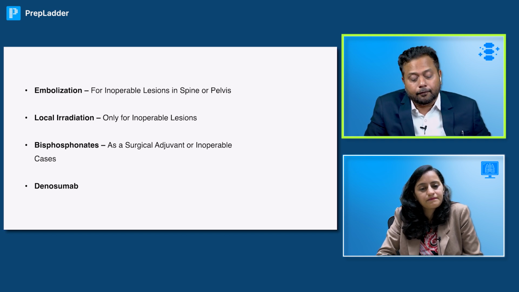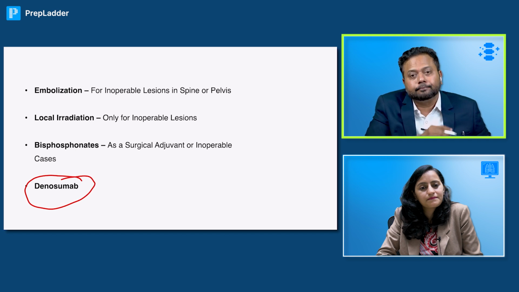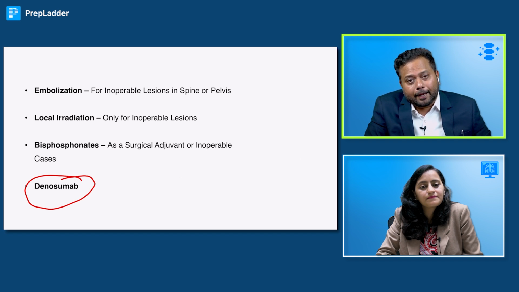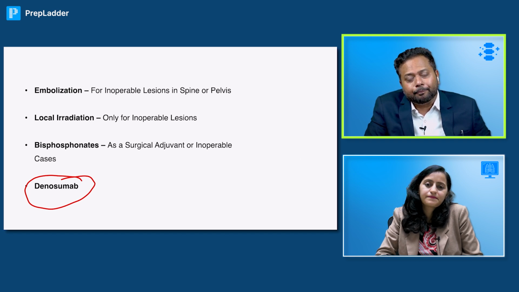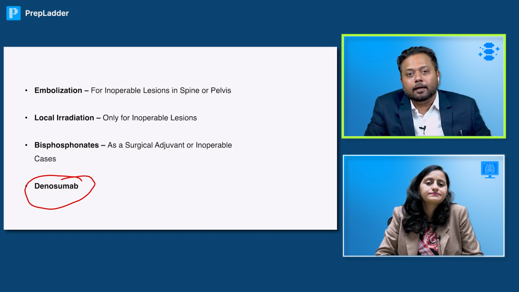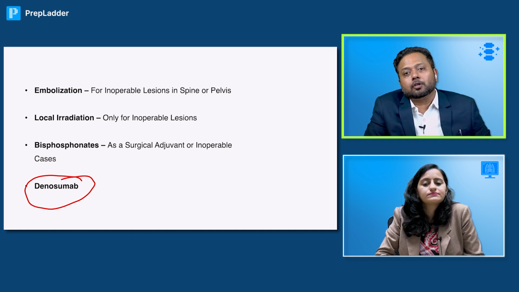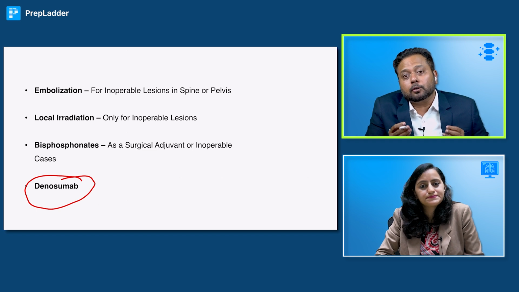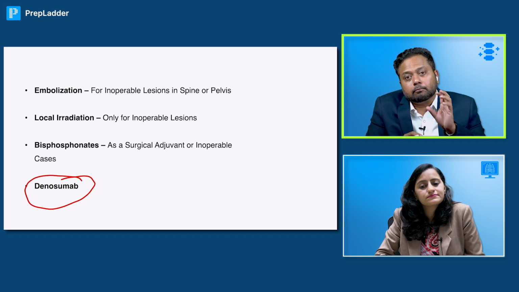Last but not the least, dear friends, denosumab. With giant cell tumor you should not forget this drug, denosumab. Mab means monoclonal antibody. What is the mechanism of denosumab? Denosumab increases the maturation time of osteoclasts, and it delays bone resorption, so some new bone can grow inside the cavity. Denosumab is very recent, not so recent, for 5 to 6 years they have been trying it with very good results.